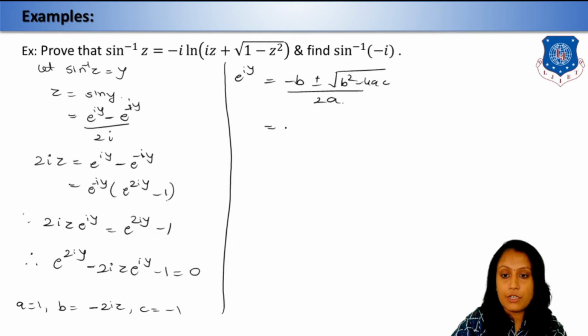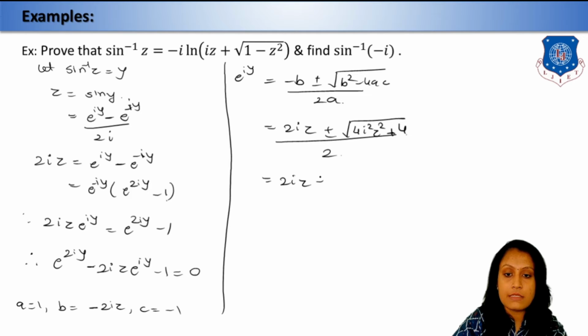Substitute everything over here, so you will get 2iz plus or minus under root b square, so 4i square z square, and minus 4 into 1 into minus 1, so here we have plus 4, and upon 2. Now we can take out 4 common, so here we have 2, and i square is minus 1. So this is 1 minus z square upon 2. We can take this 2 common and the 2 will get cancelled.